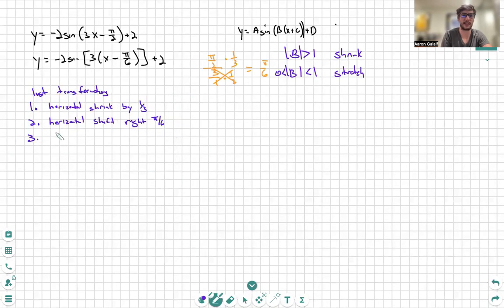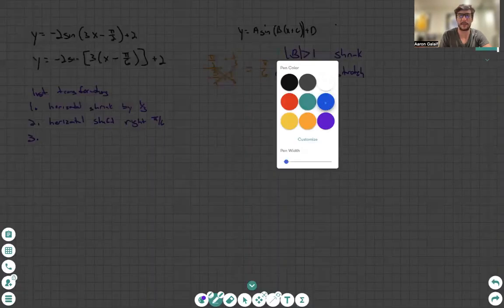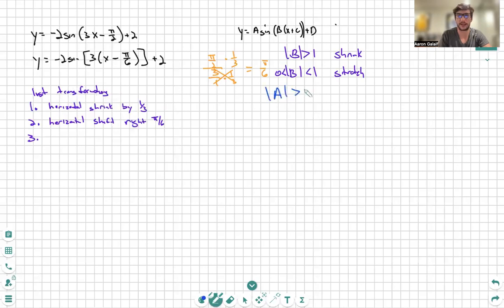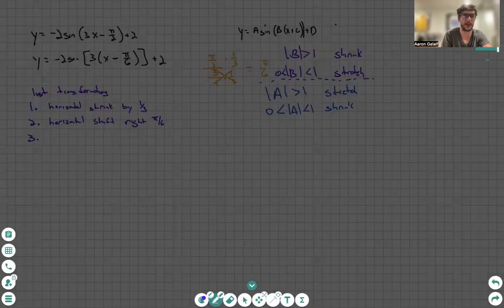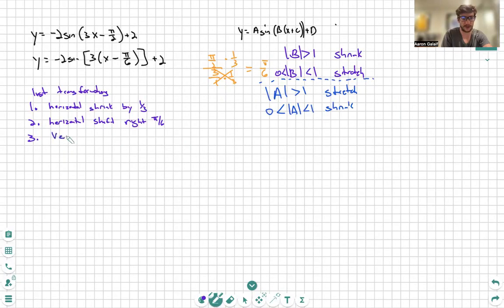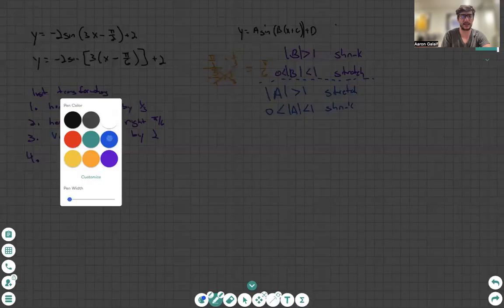Then what we're going to look at is the outside of this guy. We're going to look at this number here, our A. And like I mentioned before, when the absolute value of A is greater than 1, we have a stretch, the opposite of B. And when A is between 0 and 1, we have a shrink. So those are the rules there, so you can see them. So we're looking at number 3. We see it's a 2. So we have a vertical stretch by 2. The next thing we look at is the negative sign in front of the 2, and that will be a reflection across the x-axis.